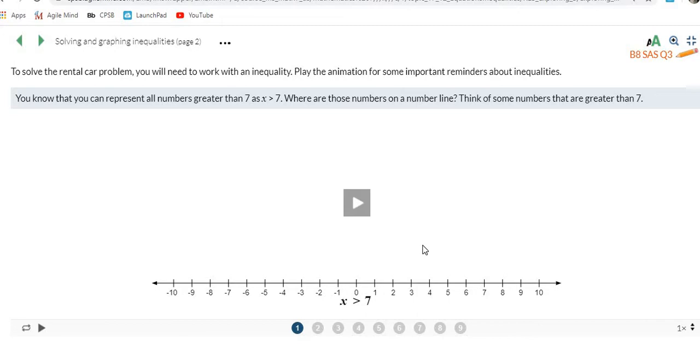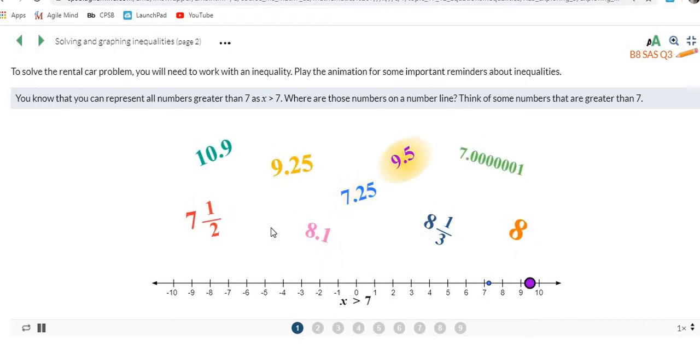So when I'm looking at x is greater than 7, you already told me that 8, 9, and 10 are greater than 7. So is it going to be open or closed circle? Open, because it doesn't have an equal to sign. Because can 7 be greater than 7? No, it's equal to. So that isn't true. So there's an open circle.